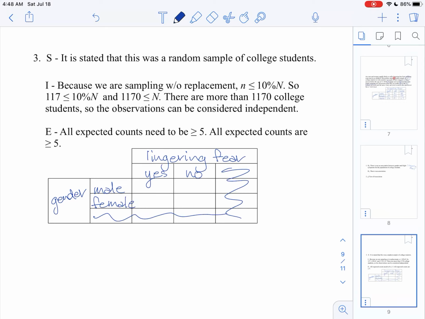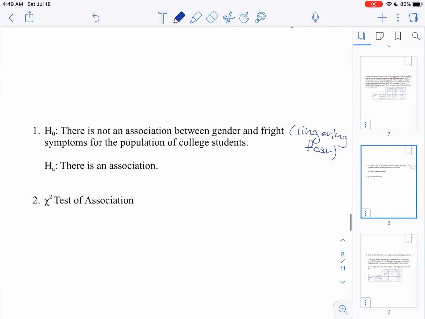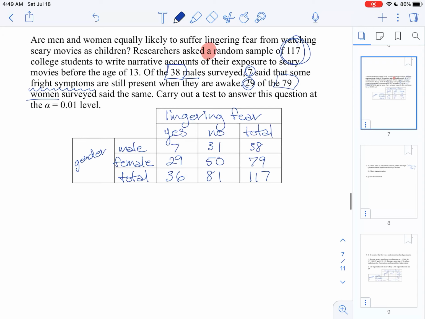So remember, we need to put our data into our calculator as a matrix. So let me go back to my actual data so I can see. And remember also that you're not putting in the totals, you're just putting in the counts, okay? So 7, 31, 29, 50. All right, so if I go to my camera, let's see, there we go.